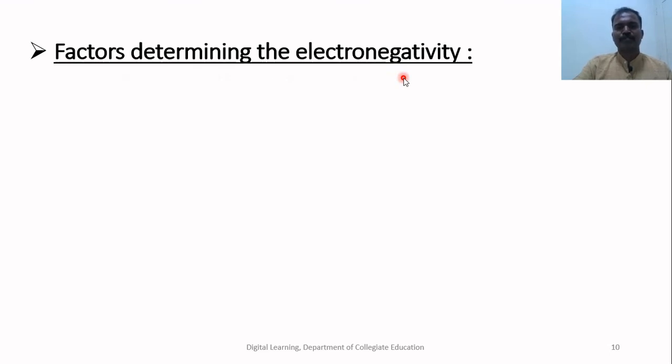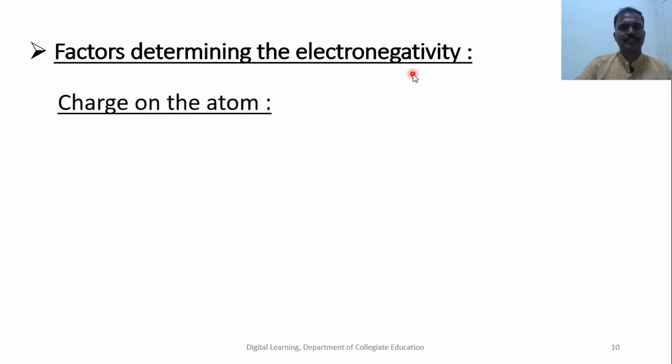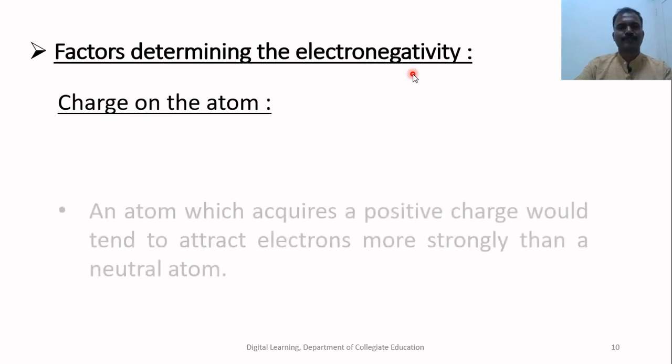Let me consider one more important point: factors determining the electronegativity. According to the syllabus, we have to discuss two important points that determine the electronegativity. The first one is charge on the atom and the second one is hybridization. Let me consider charge on the atom. A greater value of nuclear charge of an atom results in a greater value of electronegativity. This is because the increase in effective nuclear charge causes the electron attraction with a greater force.